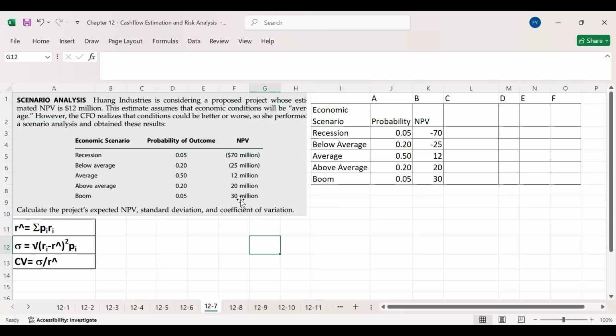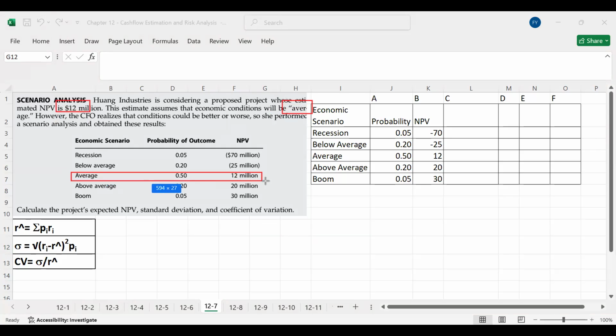Here it is. The industry is considering a proposed project whose estimated NPV is 12 million. This is the estimated NPV, it is given. And this estimate assumes that economic condition will be average. So NPV is 12 million, and this 12 million is on the average economic condition.